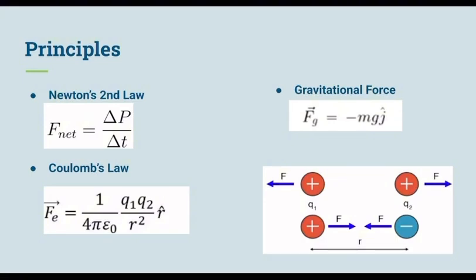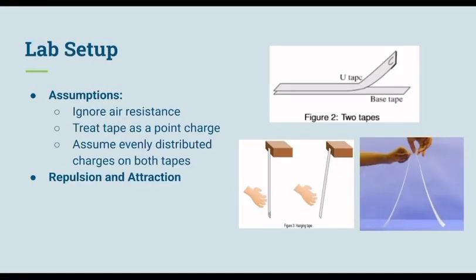For the lab setup, two pieces of tape were pressed together, then quickly ripped apart. Based on observations, the charged tapes were attracted to neutral objects such as a hand, but moved away from each other. This shows that the two pieces of tape were both positively charged and therefore experienced repulsion from like charges.